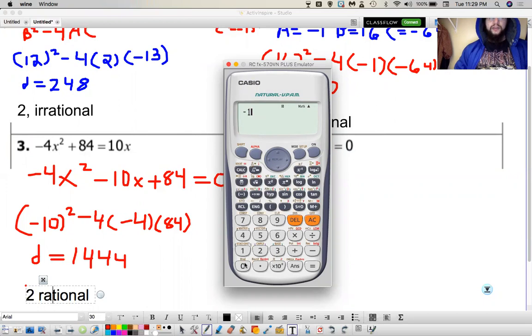Now, what a lot of people were doing was dropping those parentheses off. And if you don't put your parentheses, you're actually telling the calculator to multiply -1 times 10 squared, which is not what we want. And you'll see you get an entirely different answer of 1244, which is not nice. So it completely and totally changes your answer. Make sure you put your parentheses when you're plugging in numbers.